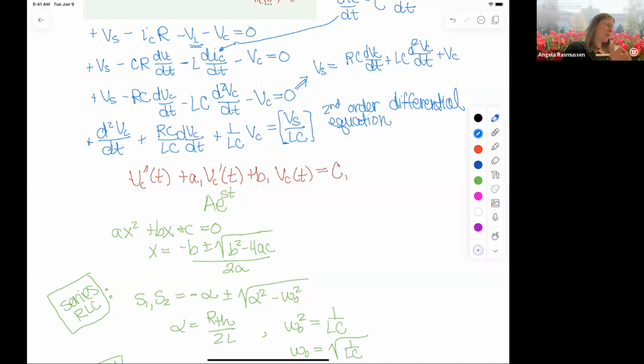Okay. Then I divided everything by LC. And then I just rearranged it on the next line. So the d squared was first, and then the dVC/dt was next, and then the VC over LC. Okay. And then I had a question in the back I saw. Did you still have a question?